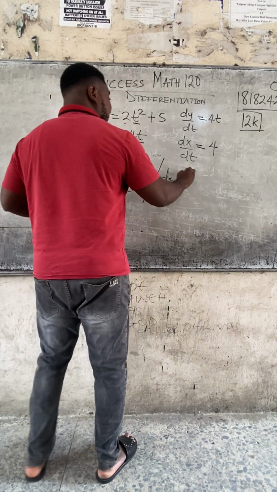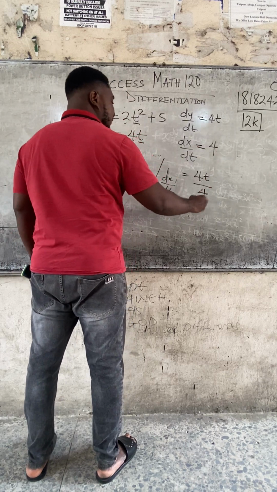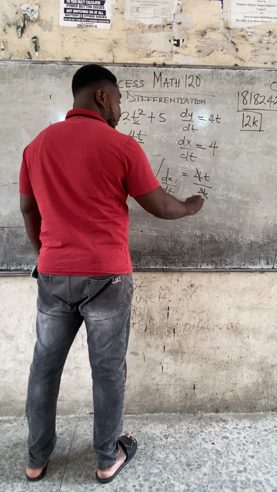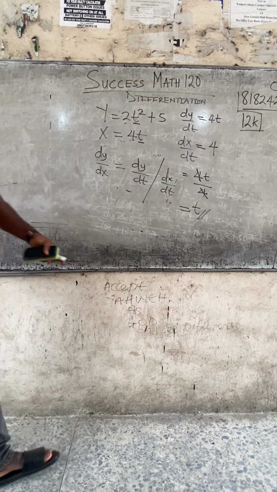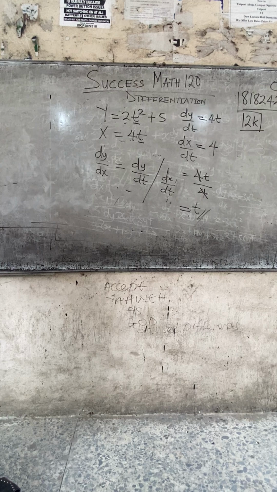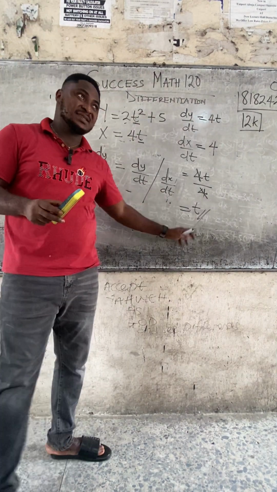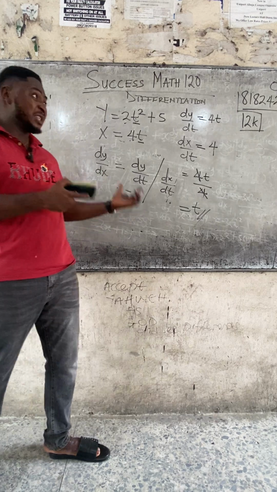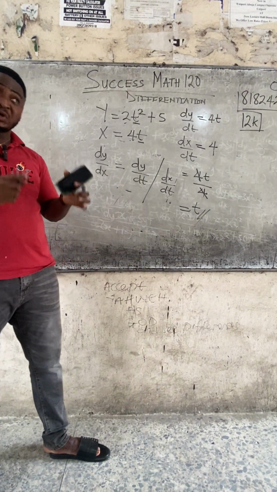Who is dy/dt? 4t. Who is dx/dt? 4. The 4 cancels. What is the final answer to this question? t. Who would have known that dy/dx of this whole question is just t? Except you've known this before. Normally, someone that was not good in math will not get this answer if you are not taught like this.